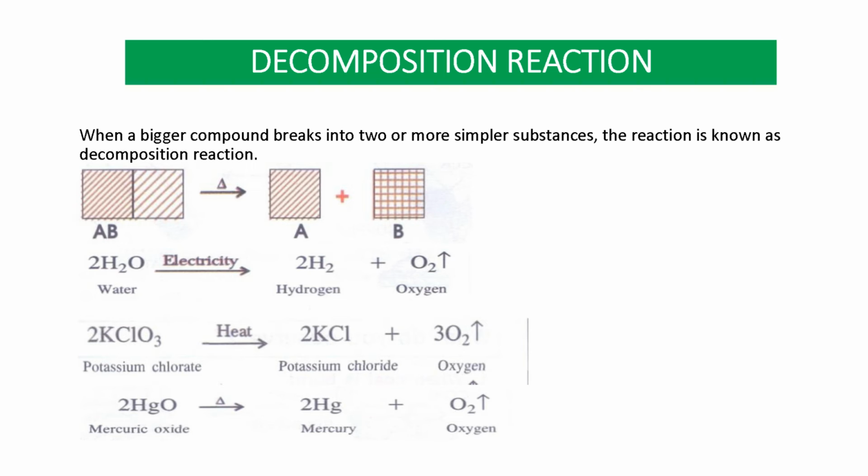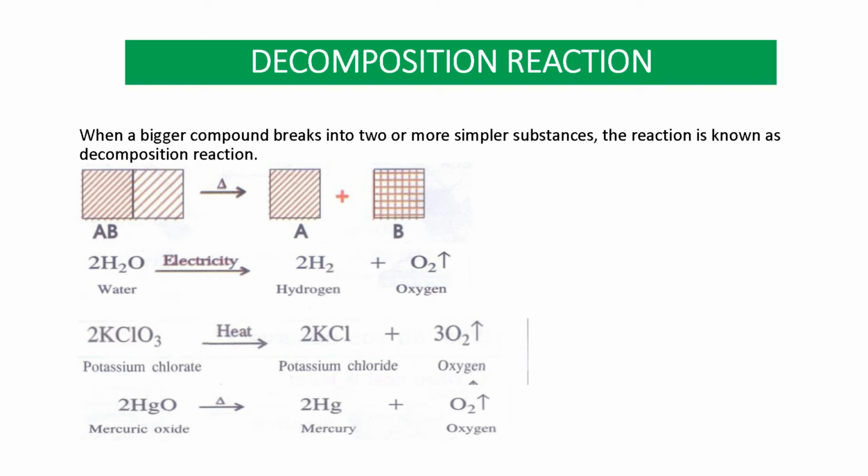Then the next reaction is decomposition reaction. So what is the meaning of decomposition? When a bigger compound or complex compound breaks into simpler compounds, we call this decomposition. So what is the decomposition reaction? When a bigger compound breaks into two or more simpler substances, the reaction is known as decomposition reaction.